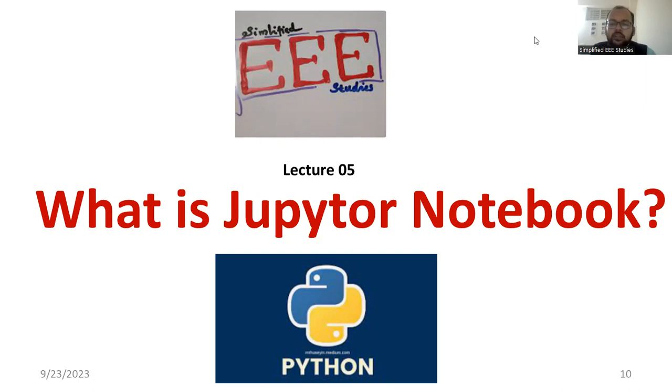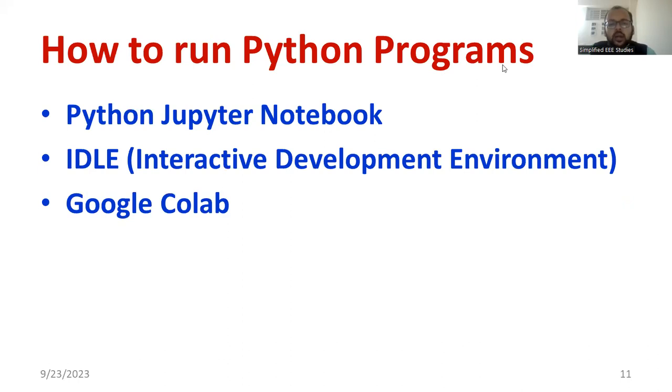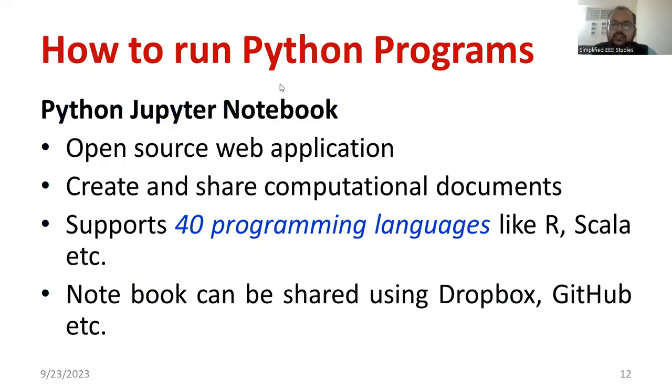In this session, I'm going to discuss what is Jupyter Notebook. In order to do the programming, we have different platforms in Python. The first one is Python Jupyter Notebook. Another one is called the Interactive Development Environment. We call it IDLE. And the third one is Google Colab. So in this session, I'm going to have a brief discussion about Python Jupyter Notebook. Apart from that, I'm going to give the idea about how to do the programming in IDLE as well as Google Colab platform.